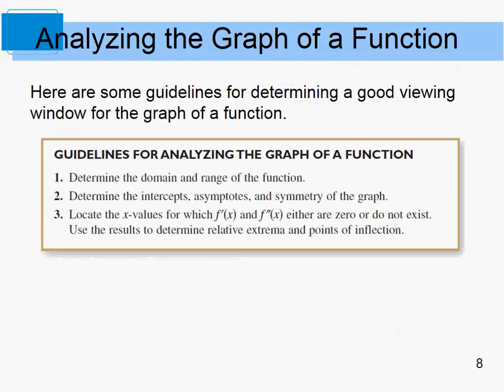Range is completely dictated by what? By whatever we plug x into, right? If we plug x in, we should get y's out. Our range will be dictated by our function itself. Intercepts, asymptotes, and symmetry. How do we find x-intercepts? Set y equal to zero. The function itself. If the function is zero, that means it's on the x-axis, right? So how do we find y-intercepts? Set x equal to zero, okay?